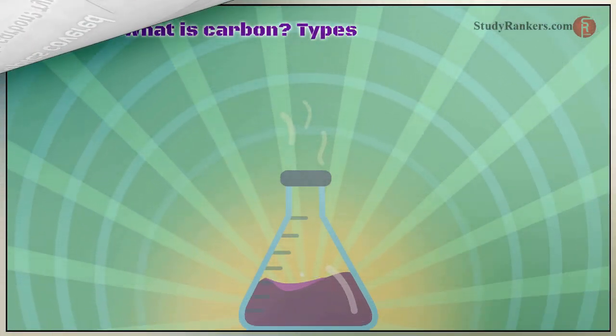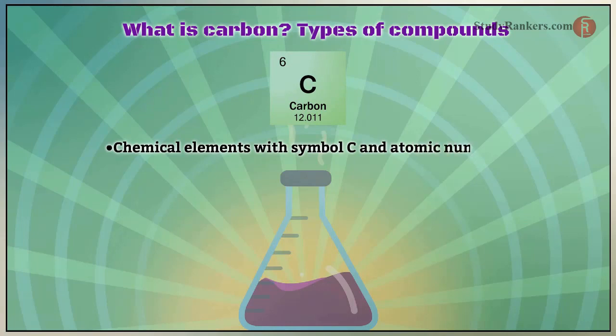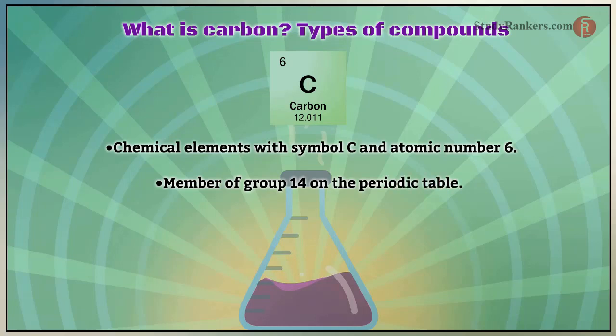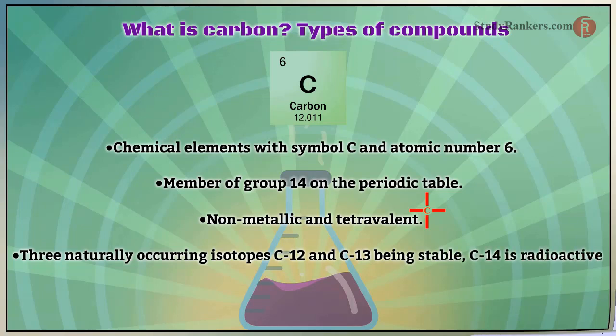Let's start the chapter by discussing some points about the element carbon. Carbon is a chemical element with symbol C and atomic number 6. It is a member of group 14 on the periodic table. It is non-metallic and tetravalent. That means it has valency 4. There are 3 naturally occurring isotopes. 12C and 13C are stable, but 14C is radioactive.